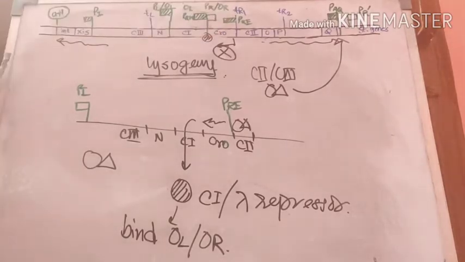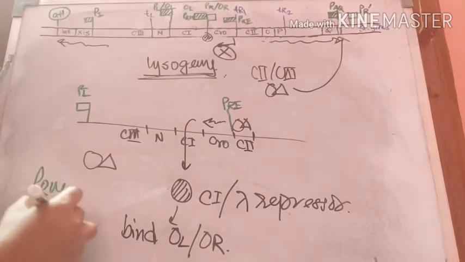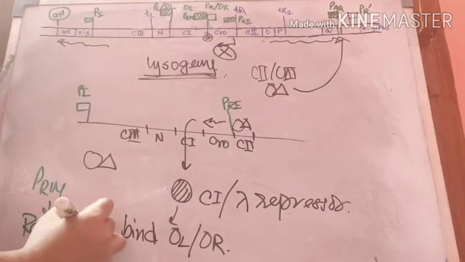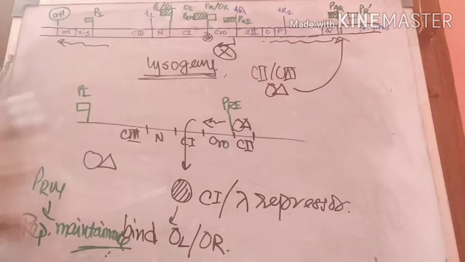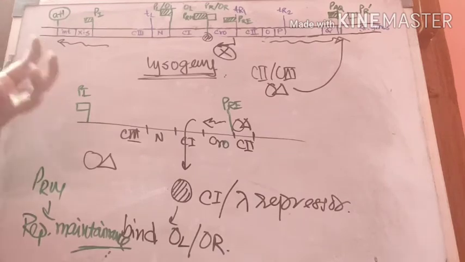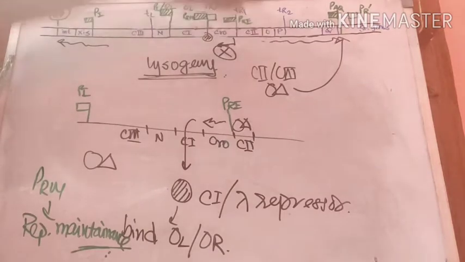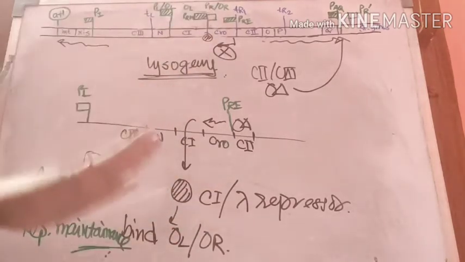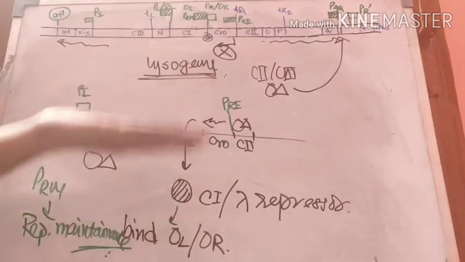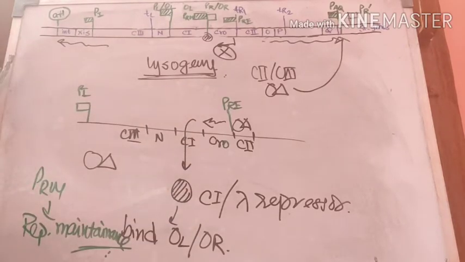Then this PRM is activated. Remember, PRM stands for repressor maintenance. Okay, this is repressor maintenance. Now, when all these operators are blocked and the promoters are unavailable, the PRM comes into play. It just synthesizes the threshold amount of C1, or lambda repressor, to maintain the lysogenic cycle. So as the PRE is unavailable to produce further C1, C1 may deplete, but PRM doesn't let that happen. It balances the amount of C1 present in the cell, and that is why the lysogeny is maintained.